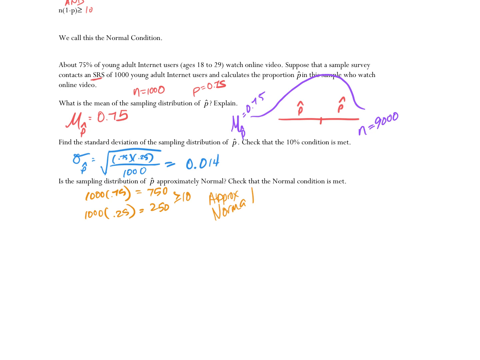Would the standard deviation change if my sample size was 9,000? Yeah. So my question to you guys is, if it's 9,000, how will my standard deviation change? It will get smaller. How much smaller? A lot smaller? 1/9 of what it was before. Let's see. 1/9 of 0.014 is 0.0016. But that's not what we'd get.